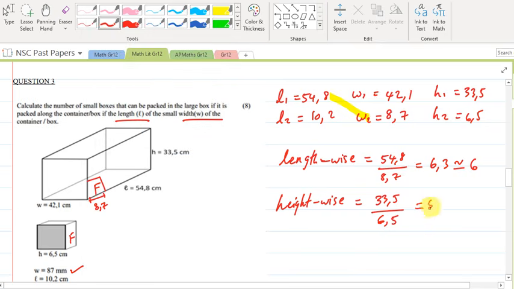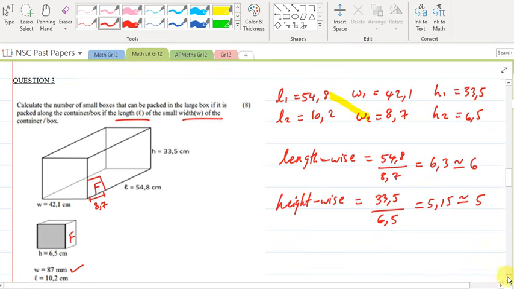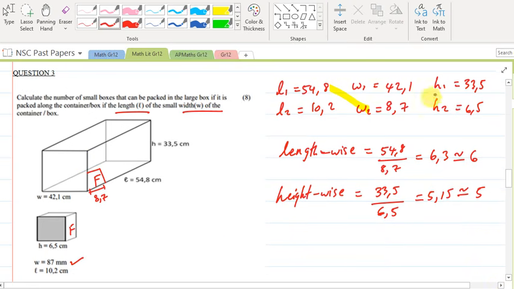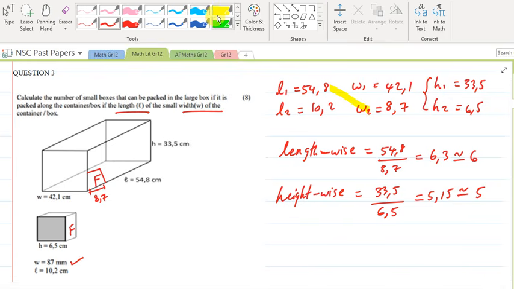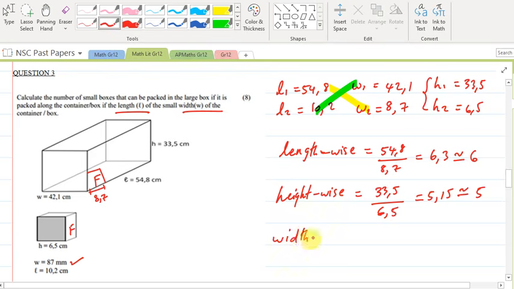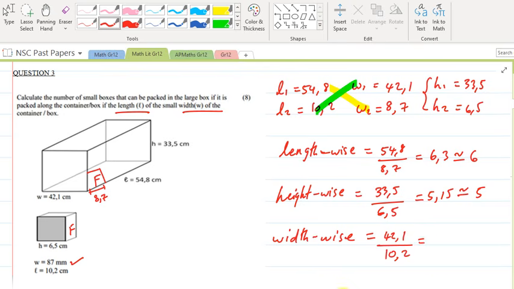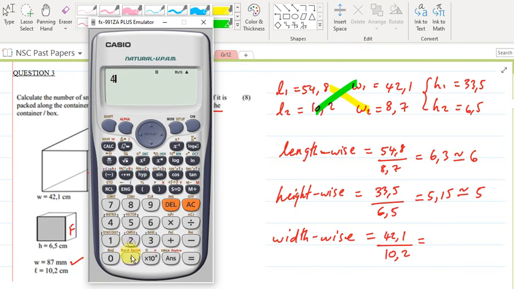Now we are done with these two, now we're left with these two. So take the width wise. Width wise 42,1, and we're going to divide it by 10,2. Should get 42.1 divided by 10.2, and our answer here is 4,13, which is approximately equal to 4.